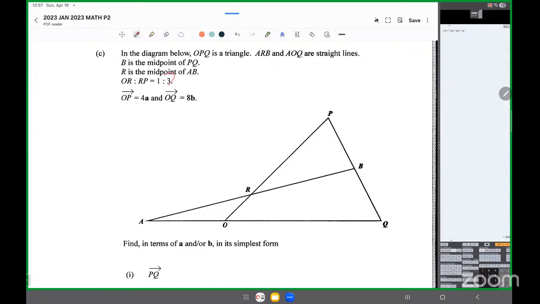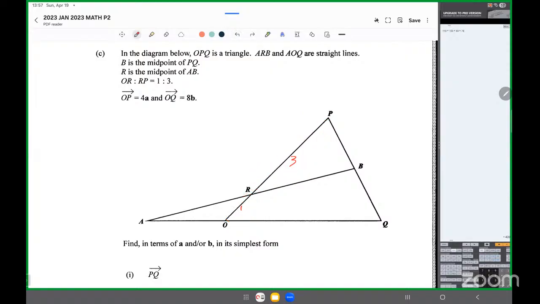All right, so the ratio of the line is 1 to 3. This part of it is 1 part down here, and up here is 3 parts. OR is 1 part. RP is 3 parts, right? Good. So the total of this line is 4 parts: 1 part down here and 3 parts up here. See that?